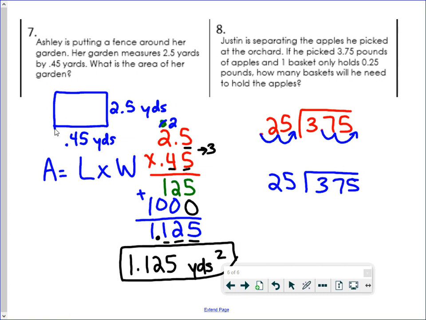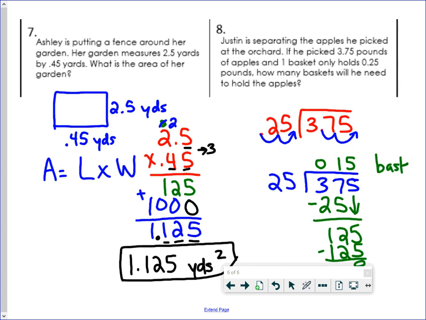All right, there are 0 quarters in 3, or 25. 25 goes in 37 one time. 37 minus 25 is 12. Bring down the 5. That goes into it 5 times. Subtract 125, and we have our final answer. So we have 15 baskets. And that is our final answer.